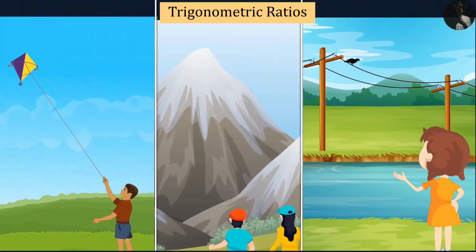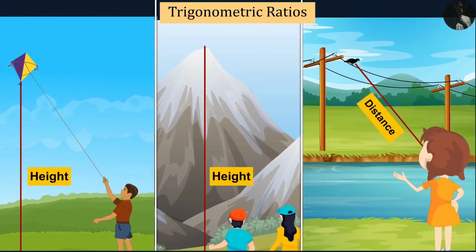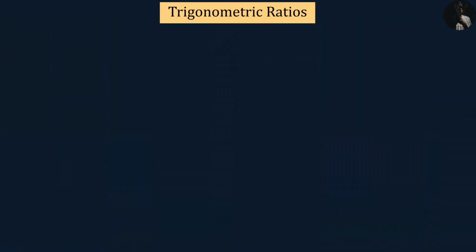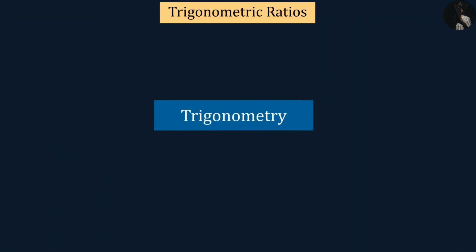In many such situations, we find ourselves unable to find the height and distance. But it is not that these heights or distances cannot be found. These can be found with the help of a mathematical technique which is a branch of mathematics called trigonometry.